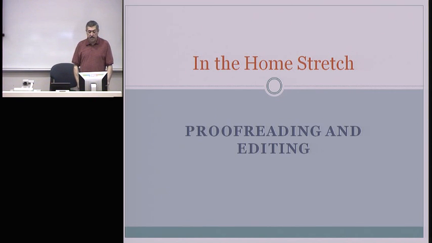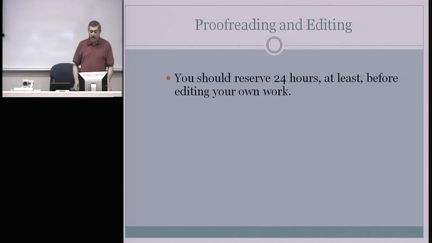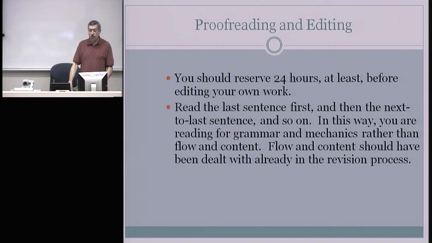And proofreading and editing, which is toward the last section that you need to worry about. You should allow yourself at least 24 hours before you start editing your work. This gives you a little time to forget about it and relax, and then you can look at your paper. One way to do it is by reading the last sentence of your paper first, and then going to the next one and so on. This way you're able to read the grammar and the mechanics rather than the flow and the content. The flow and the content should have been dealt with in the revision process.